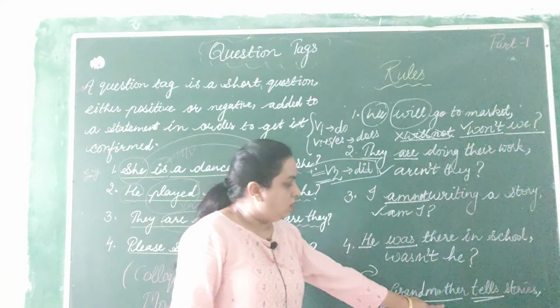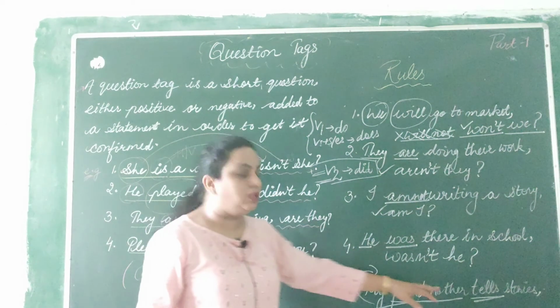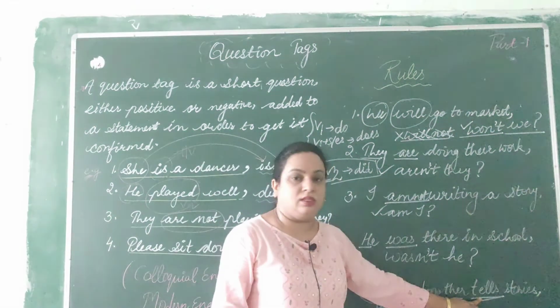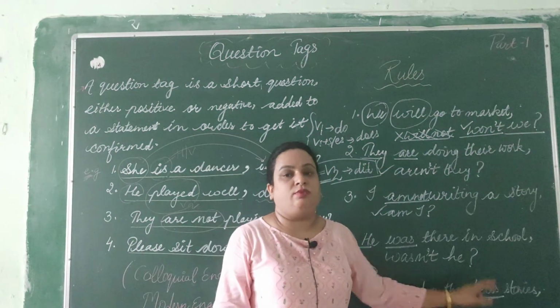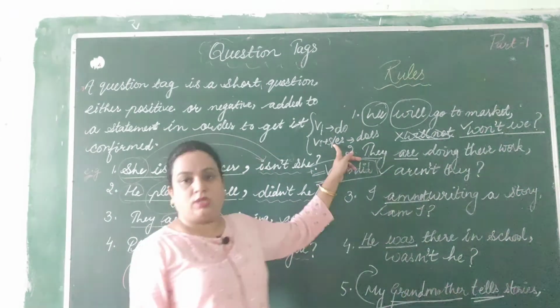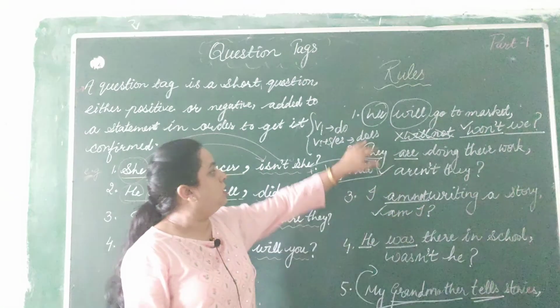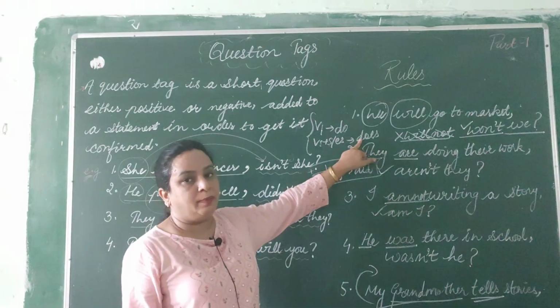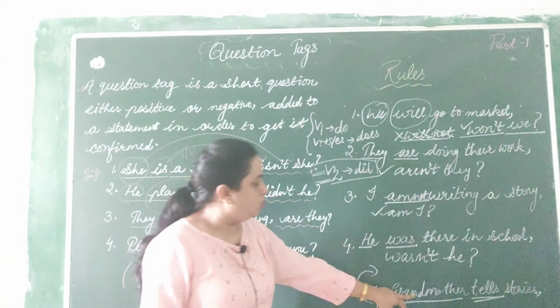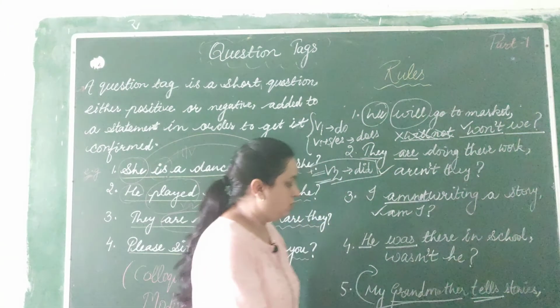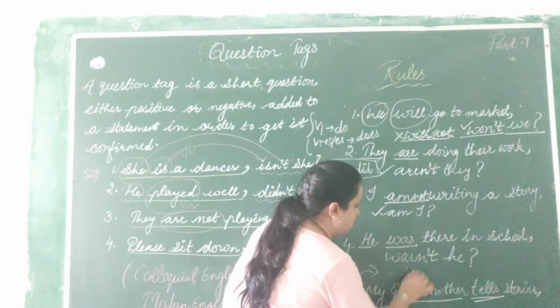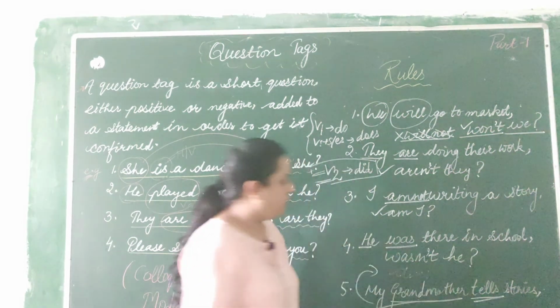Now let's decide what we have to do. Here it is "tells". "Tell" is verb first, and with that we are using s or es, right? So s we are using here. So what do we have to use here as the helping verb? "Does", right? Because grandmother is there and "tells" is given. So we have taken "does".